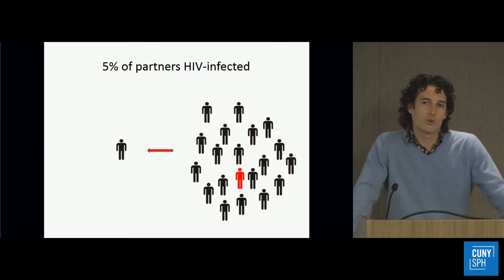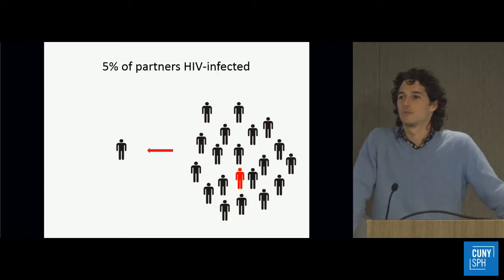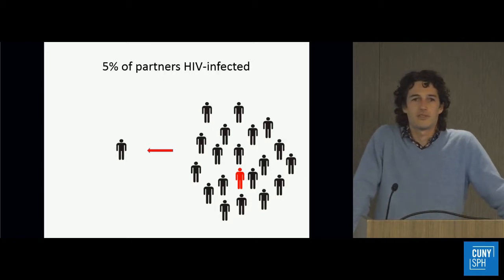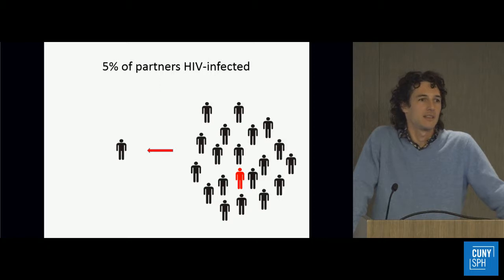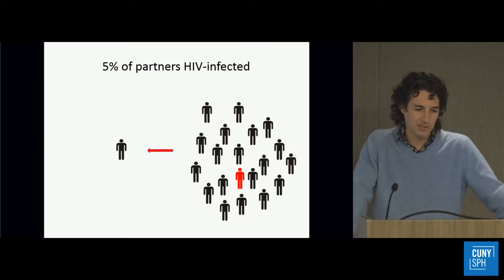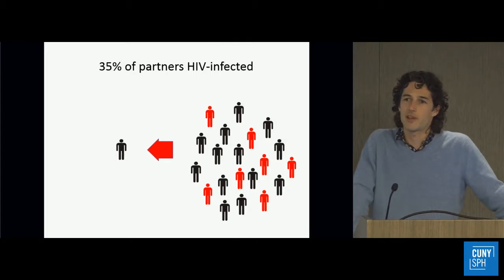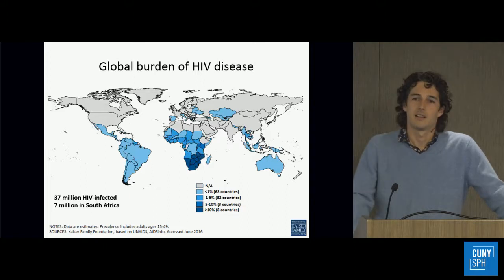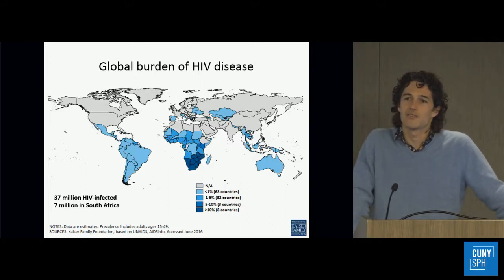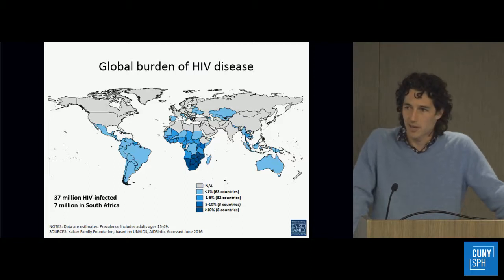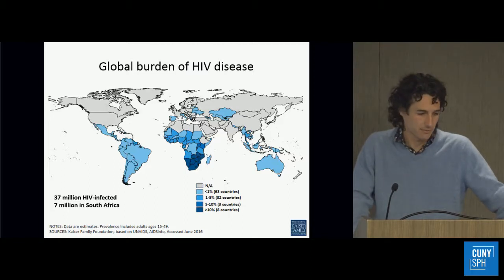So one of the most important contextual determinants of HIV risk is the prevalence of infectious virus in the population. Here's a population where 5% of potential partners are infected. Here's a population where 35% of potential partners are infected. This is what it looks like in the general population in rural South Africa, which is where I've done my dissertation work and where I've been working since 2005.